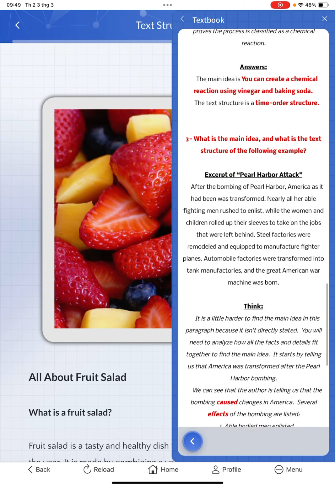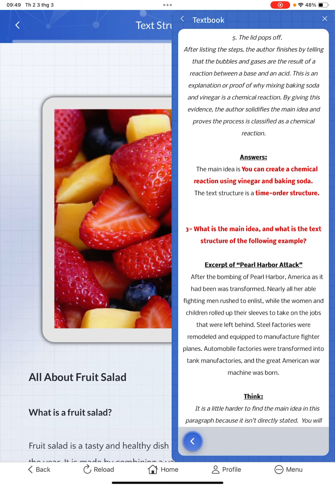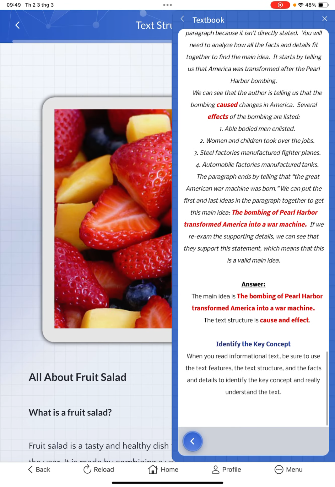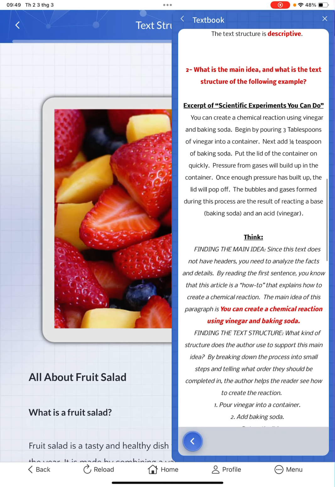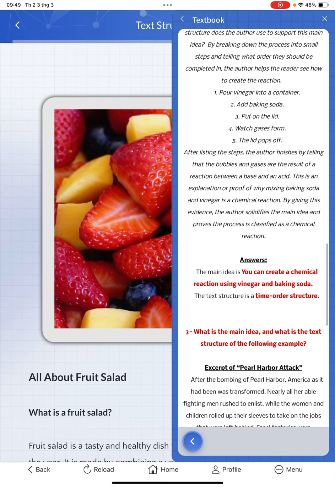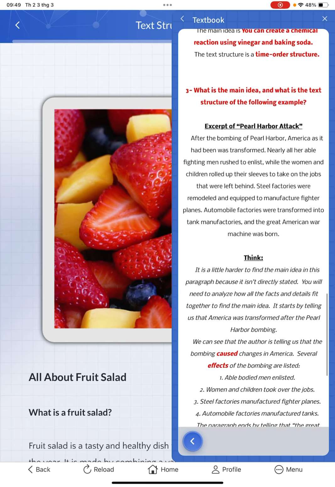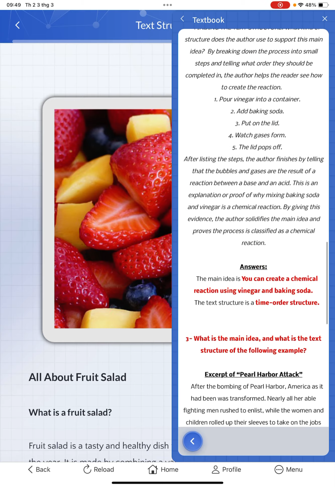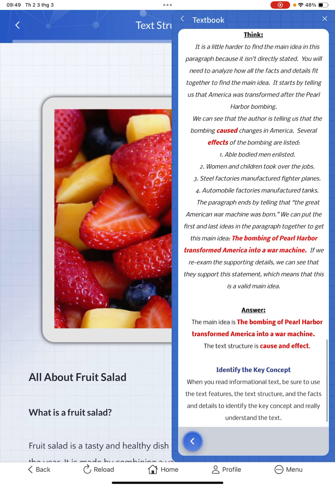So you can have a lot of structures, but in a lot of excerpts, a lot of texts, you can break it down into small parts, think, find the main idea, find the text structures, and find all the evidence that gives us the text structure.